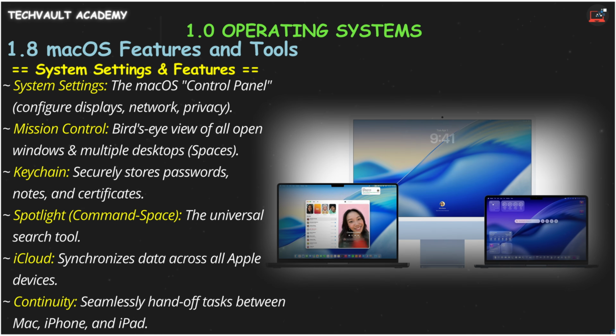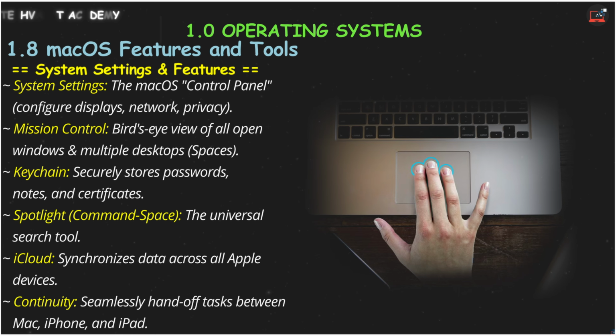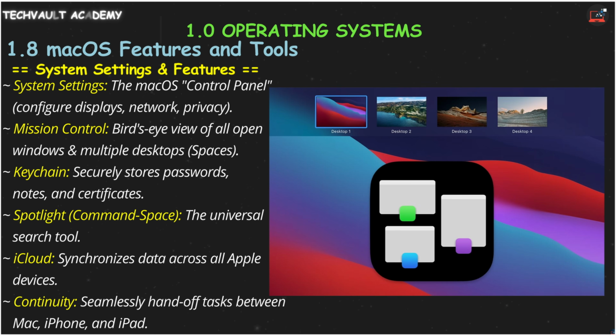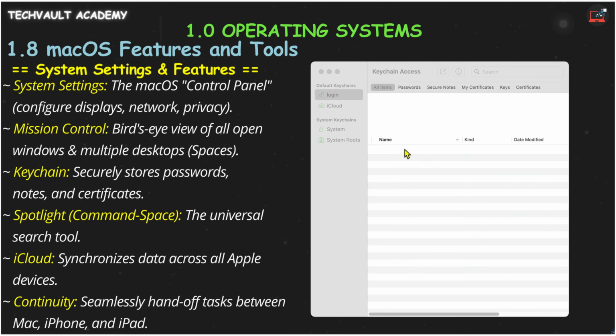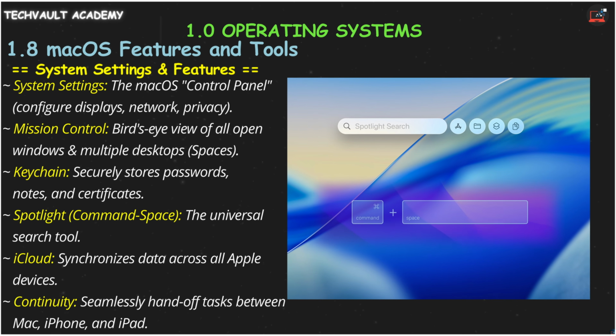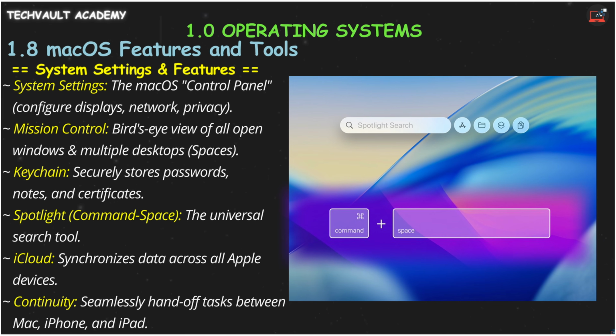macOS is packed with powerful features. Mission Control, which you can access by swiping up with three fingers, spreads out all your open windows so you can easily find anything. Inside Mission Control, you can create multiple desktops or Spaces to organize your work. Keychain is your digital safe deposit box, securely storing your passwords, certificates, and private notes, all encrypted with your login password.